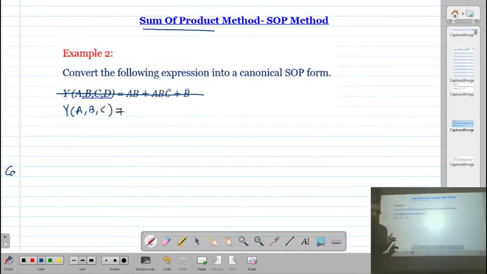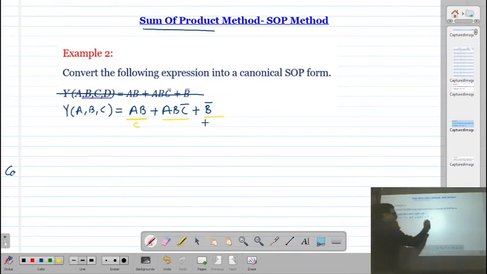You can also, as a practice, take this function of four variables and try to write an SOP form. So this is AB plus ABC bar plus B bar. Now in the first product here, what is missing? The C variable is missing. Here A, B, C all are there, so you don't have to disturb that one. But in the last term, two variables are missing, and those are A and C.